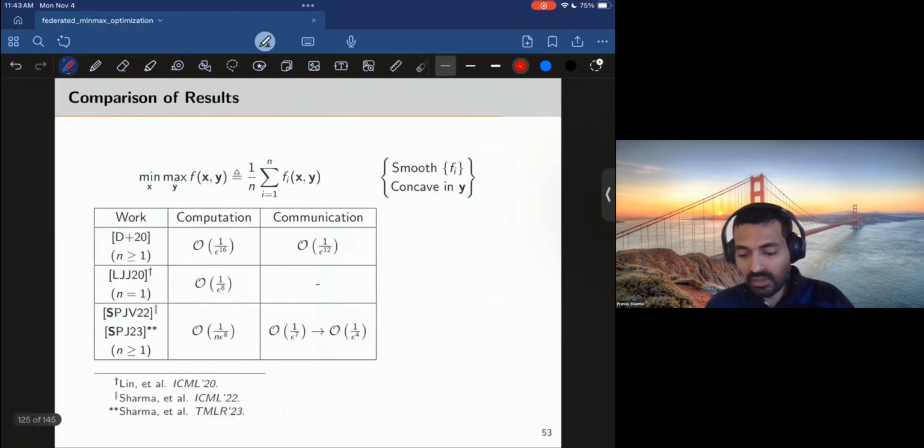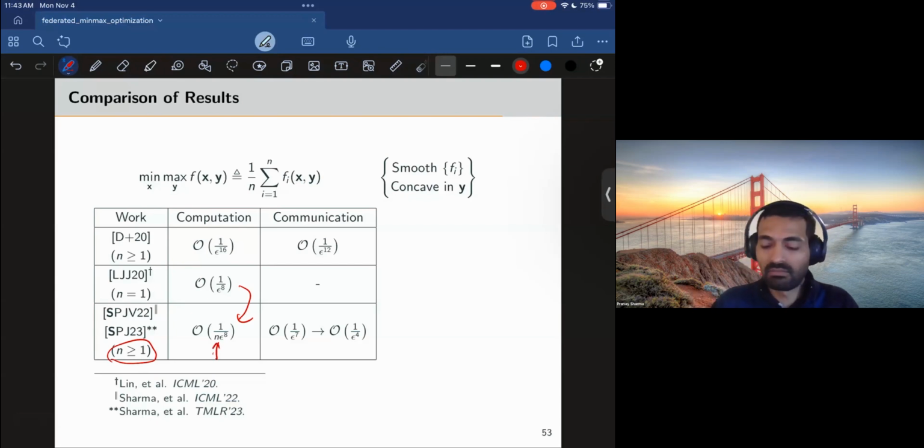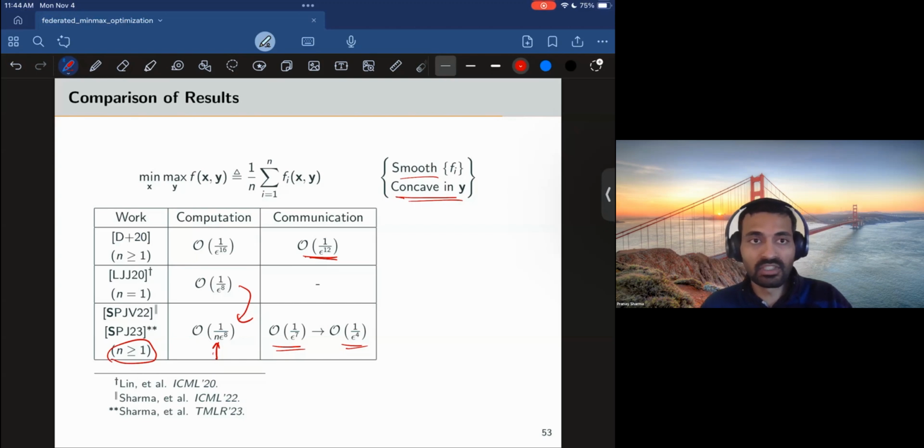In the subsequent work, which we did, we were able to generalize this result to the federated setting, meaning n can be larger than 1. And we also got n in the denominator, meaning there is benefit of parallelization. Everyone has to do fewer computations. We also improved the communication cost, from epsilon to the 12, first to epsilon to the 7, and then to epsilon to the 4. Note that I'm not making any claims about optimality here because it's actually still an open problem. So for this smooth concave in Y class of functions, what is the optimal complexity? It's actually still open.